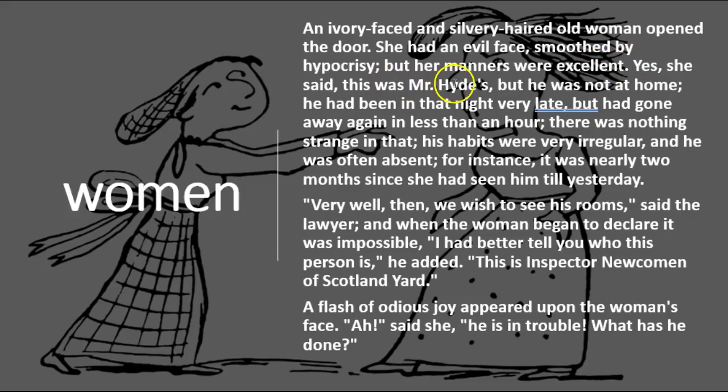Yes, she said, this was Mr. Hyde's, but he was not at home. He had been in the night very late, but had gone away again in less than an hour. There was nothing strange in that. His habits were very irregular, and he was often absent. For instance, it was nearly 2 months since she had seen him till yesterday. Very well, then, we wish to see his room, said the lawyer, when the woman began to declare it was impossible.